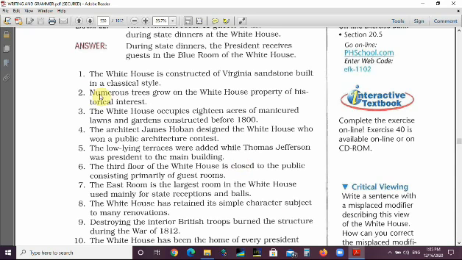Number 2: Numerous trees grow on the White House property of historical interest. Here, of historical interest refers to the trees, right? Not the White House property. So it should be like this: Numerous trees of historical interest grow on the White House property.